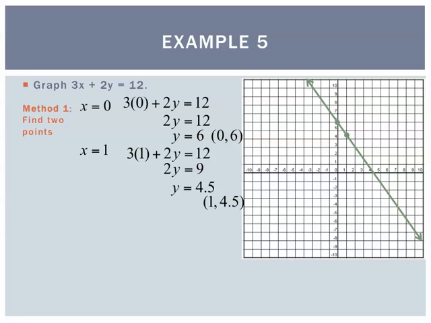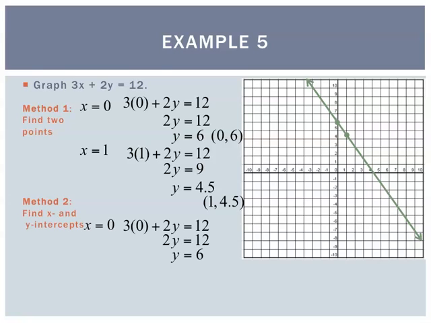Now I'm going to go through the other 2 methods just so you can see how we come up with the same line. In the second method, you find the x and y intercepts, which means you set x equal to 0 and find what y is, which we actually already did. You can set y equal to 0, and that gives us 3x plus 2 times 0 equals 12, so 3x equals 12, so x equals 4. This gives you the x and y intercepts, where this line crosses x and y: (0, 6), which is actually already one of those points, and (4, 0) is another point. If you had just those 2 points, you'd also be able to graph this line.